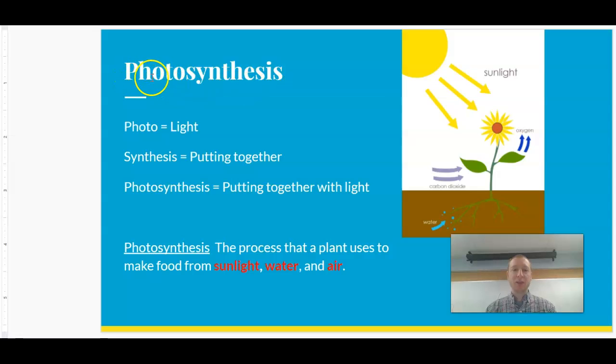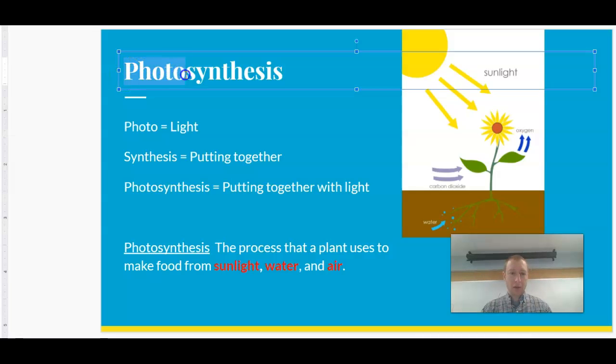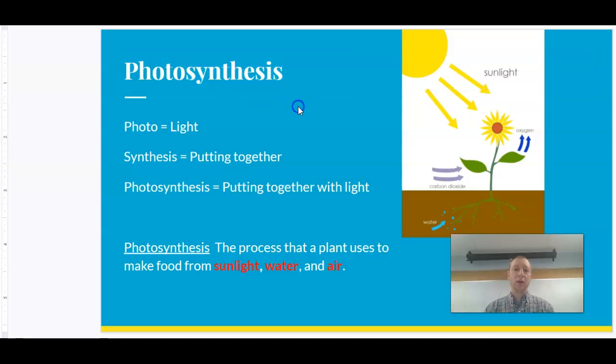Well, we can actually split this word photosynthesis into two words. The word photo, right here, and the word synthesis right here. So photo, if you've ever taken a photograph or you've heard of the word photon, photo means light. Okay, anytime you hear the word photo, it means light, and synthesis means putting together. So photosynthesis literally means putting together with light. What are we putting together?